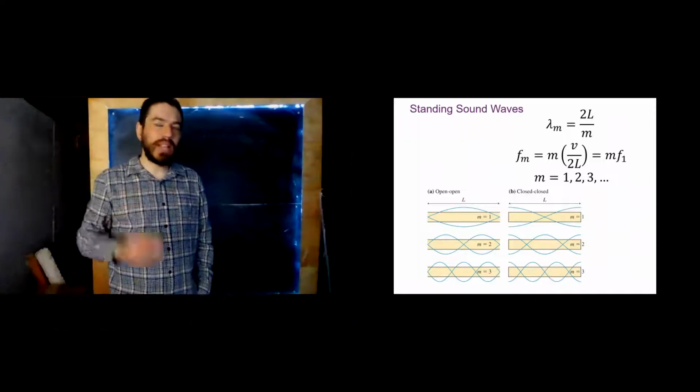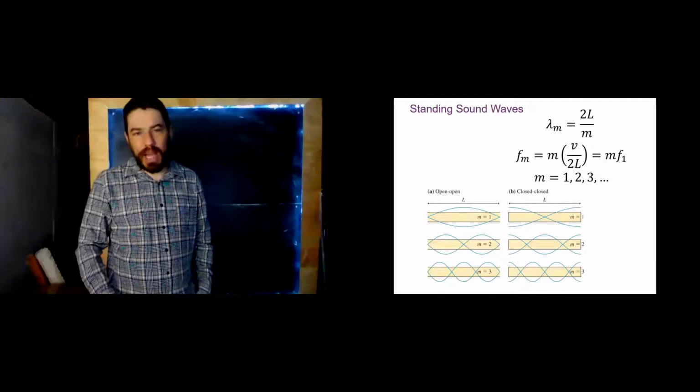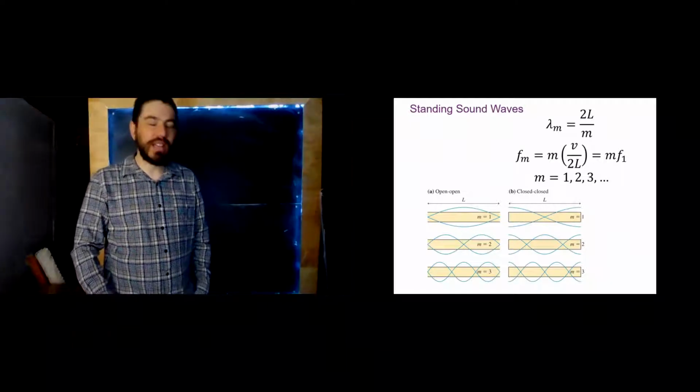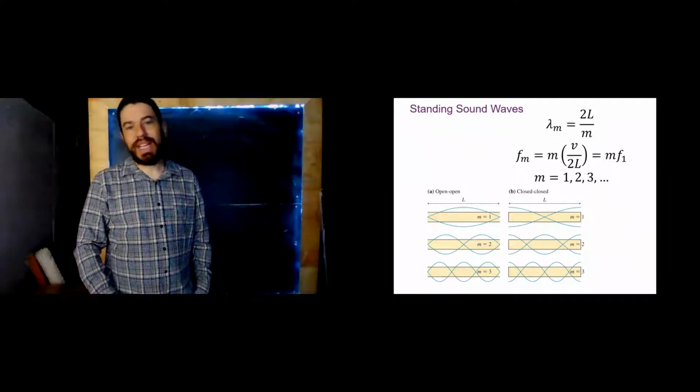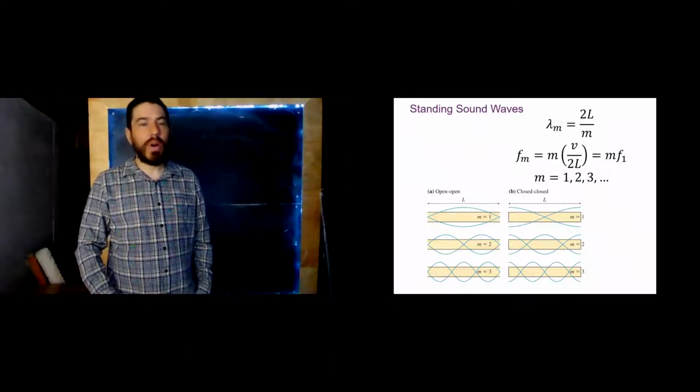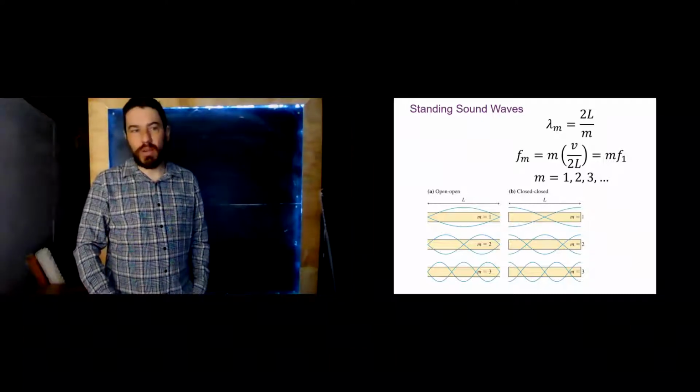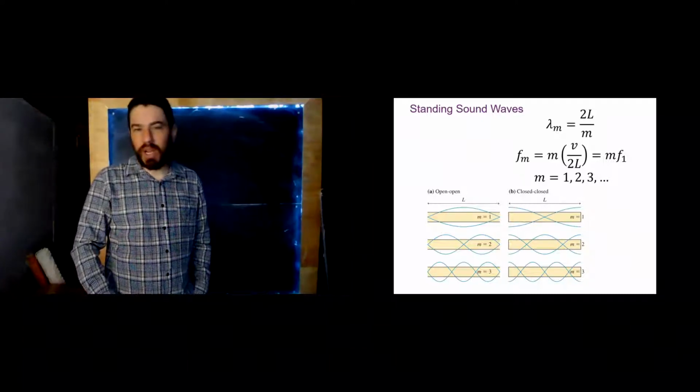In the previous segment, I suggested it's probably not best to memorize a rule, such as the mode number is how many antinodes there are, or the mode number is how many nodes there are, because it depends on what I'm talking about.